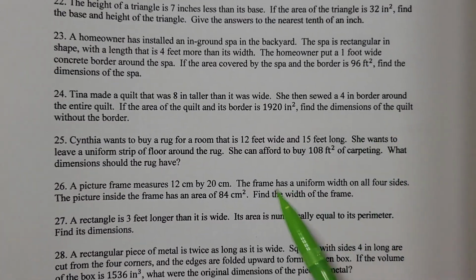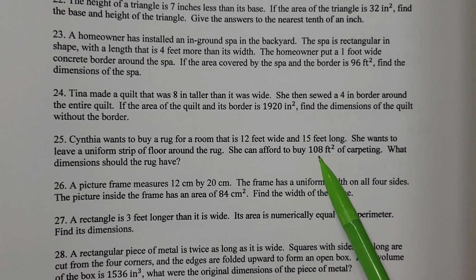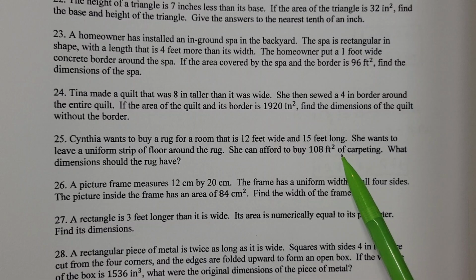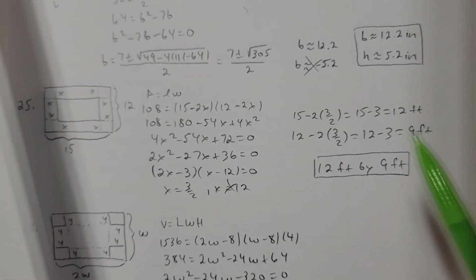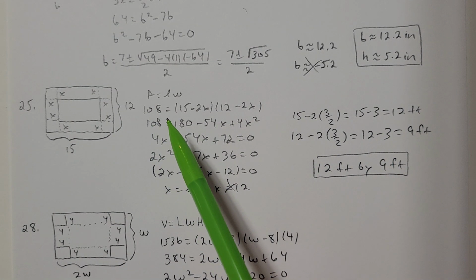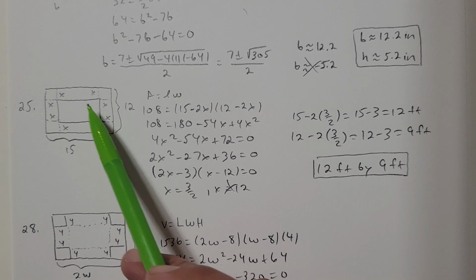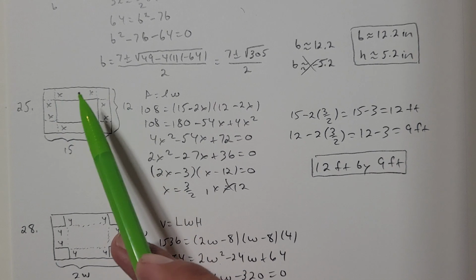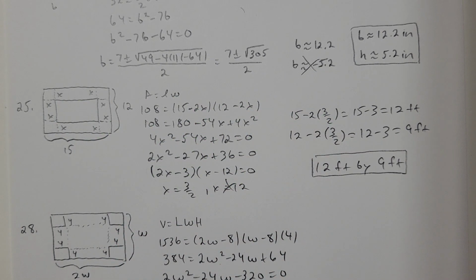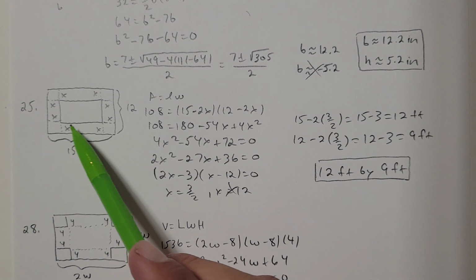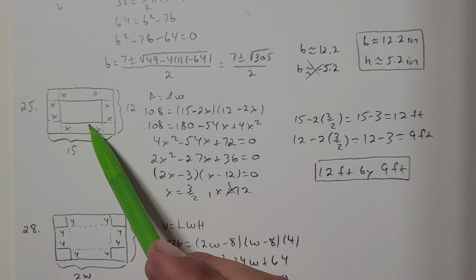Let's see, so the next thing, she can only afford to buy 108 square feet of carpeting. What dimensions should the rug have? Okay, so 108 square feet is the area of the smaller rectangle in the bigger one. The area of any rectangle is length times width, right? So what is the length of the smaller rectangle?